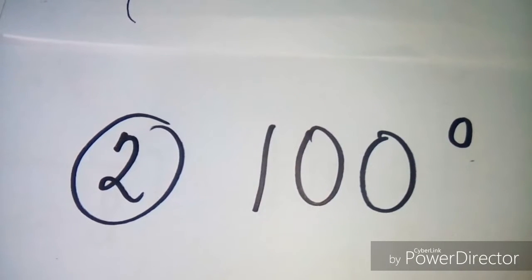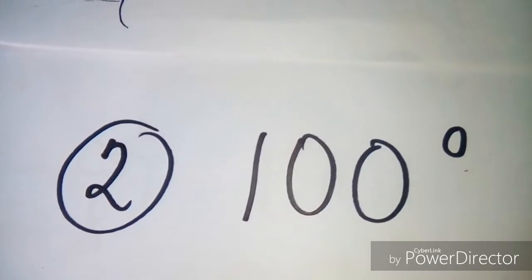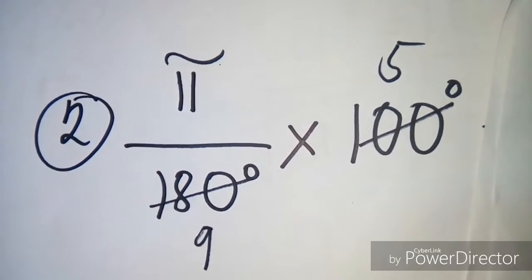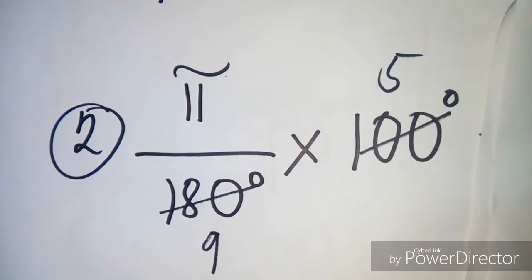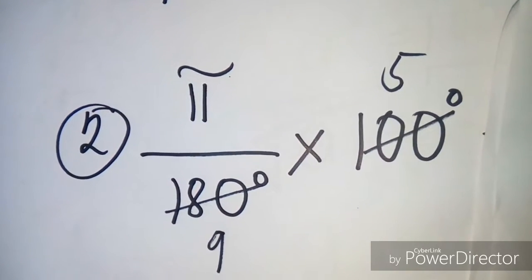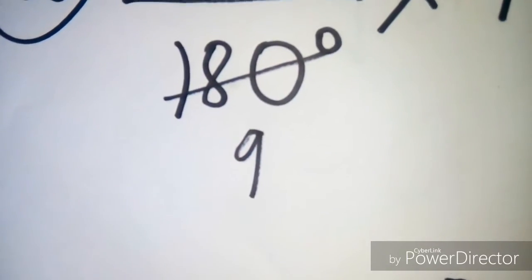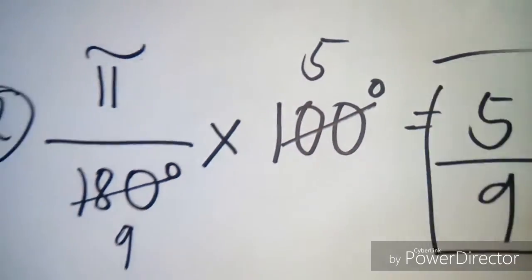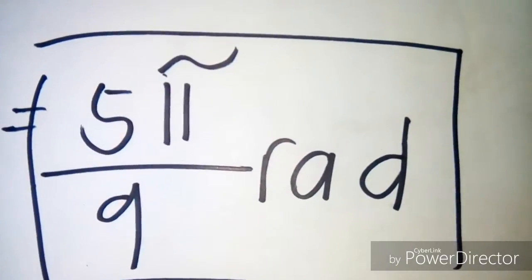Next example, given 100 degrees. Let's convert it using the formula. Pi over 180 degrees times 100 degrees. Since 180 and 100 have a GCF of 20, 180 divided by 20 is 9, and 100 divided by 20 is 5. And the answer is 5 pi over 9 radian.